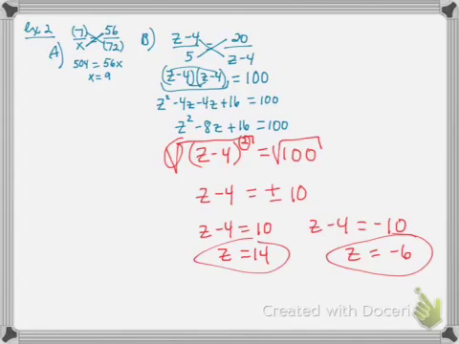So you're going to get two answers. When you have a problem like this with a z minus 4 or some sort of variable expression, just remember that you should get two answers in the end.